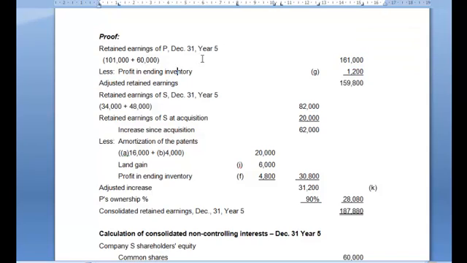But now don't forget, during year 5, there was profit in ending inventory sitting in the sub's inventory that the parent had sold to it, right? So the parent booked the profit, and the profit sitting in ending inventory that was booked by the parent was $1,200 after tax. That needs to be deducted because it's part of this retained earnings, 161,000.